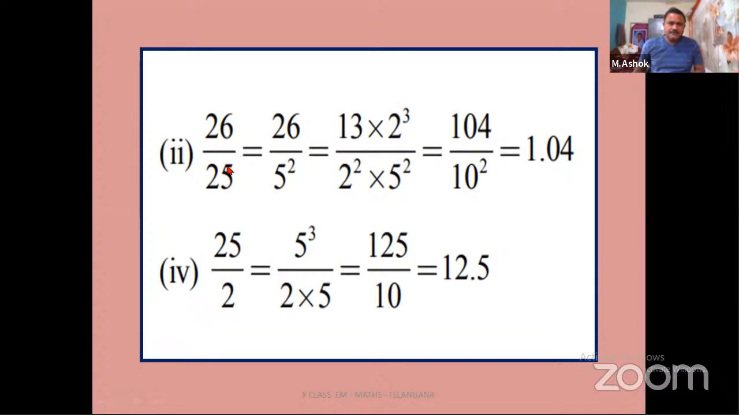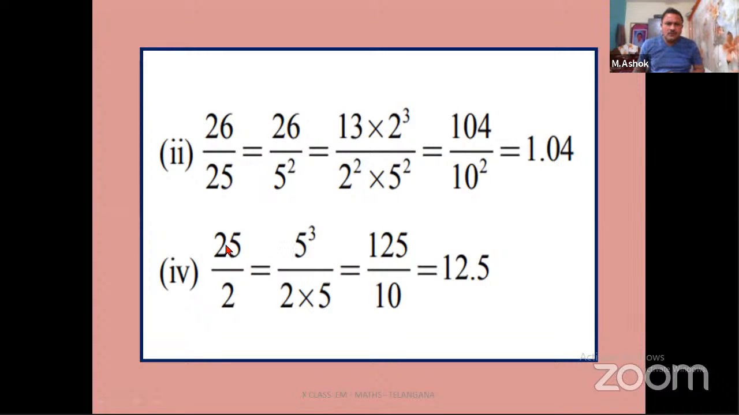I am repeating once again. The prime factor of 25 is 5 square, so we multiply with 2 square, both numerator and denominator. This becomes 2 cube, since initially I have written 26 as 13 into 2, and already one 2 is there. Now 2 square into 5 square is 10 square. Here 13 into 8 is 104. Since it is a square, you have to put the decimal point after 2 digits.